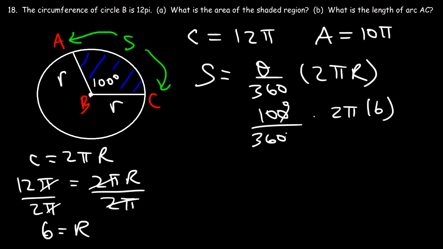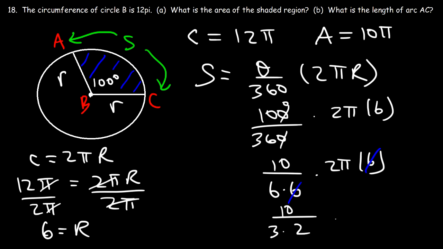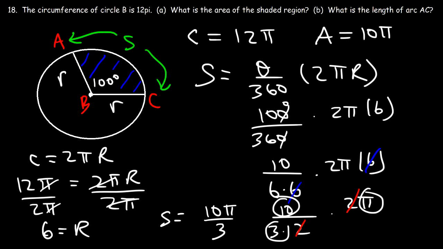So we could cancel a 0, and so it's 10 over 36. 36 is 6 times 6. So I'm going to cancel a 6. And 6, I can write that as 3 times 2. And so I can cancel a 2. So the arc length is going to be 10 pi divided by 3. And so that's the distance between points A and C on a circle.